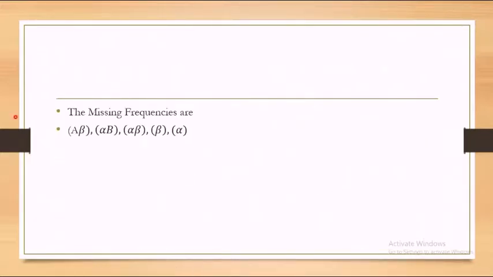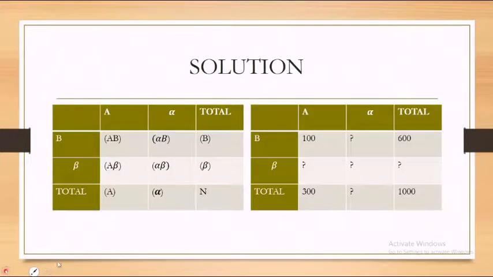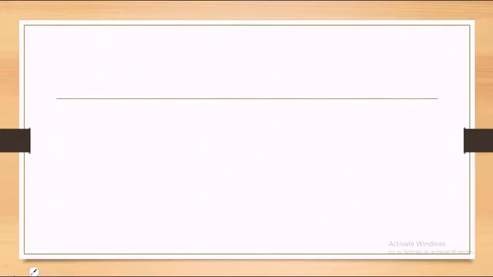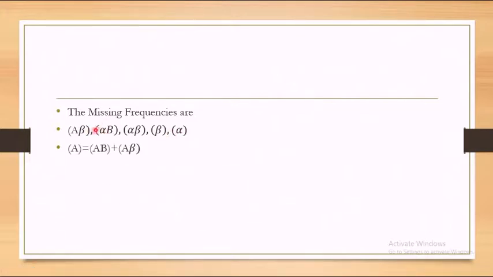Now the missing frequencies are Aβ, αB, αβ, β, and α. See, when you go back, I have put some question marks over here, right? So there are 5 frequencies missing, and you have to find these 5 things out. The 5 things are Aβ, αB, αβ, β, and α. Now how to find these 5 things?